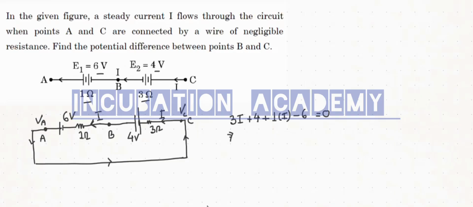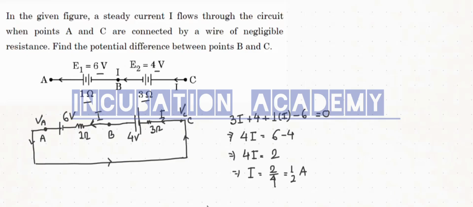So 3I plus I equal to 4I. The -6, if it goes to the other side it becomes +6, so 6 minus 4. So 4I equal to 2, 6 minus 4 is 2, so I equals 2 divided by 4 equals 1 by 2 ampere. That current I flows through in this way. Now what is the potential difference between the point B and point C?